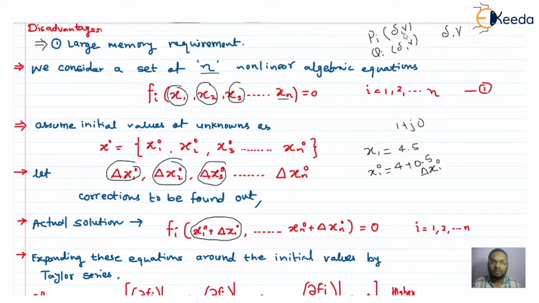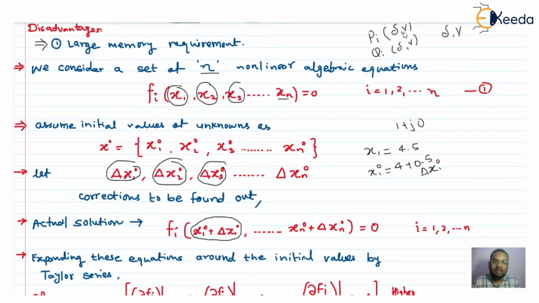These are the unknowns. Suppose initially we assume some value for this phase angle and the voltage. After getting this, we have to find out the correction in this assumed value. The correction is to be added to the assumed value, so that we get the exact voltage and the exact phase angle. This is what we have to do in the Newton-Raphson method.